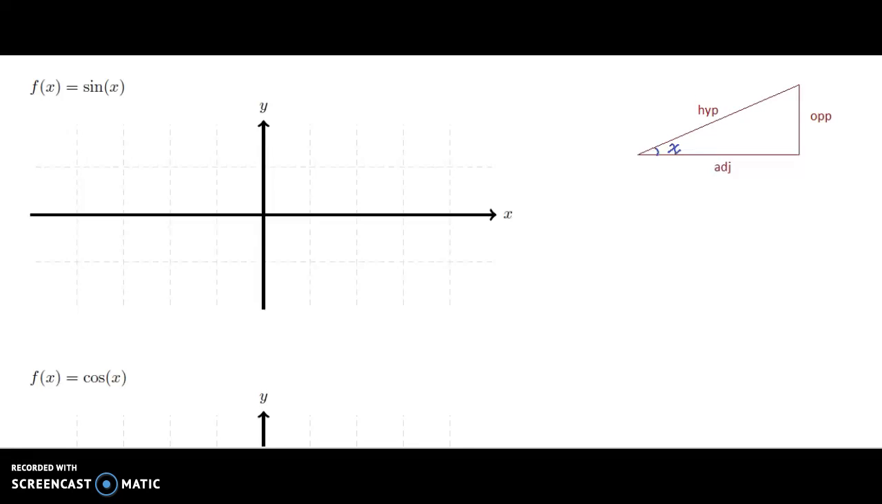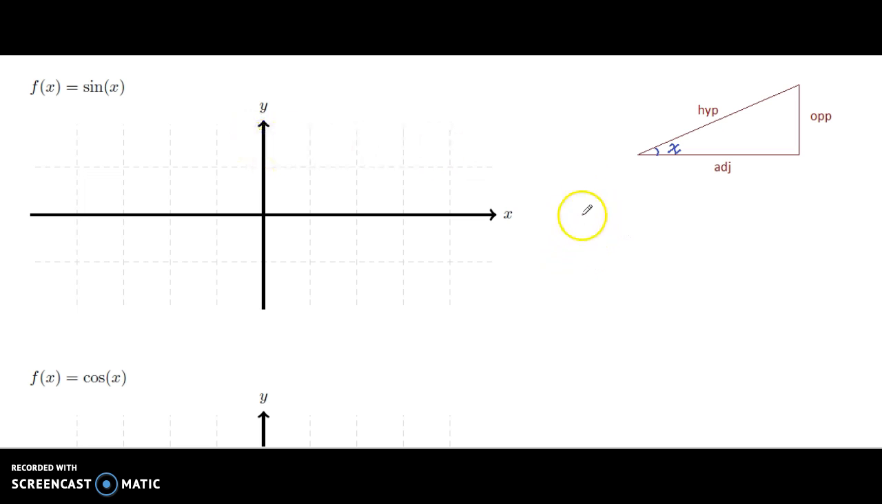Section P6, Trigonometric Functions. In pre-calculus, we learned that the sine of an angle x equals the length of the opposite side divided by the length of the hypotenuse. And we will review some of the basic properties for the sine function.